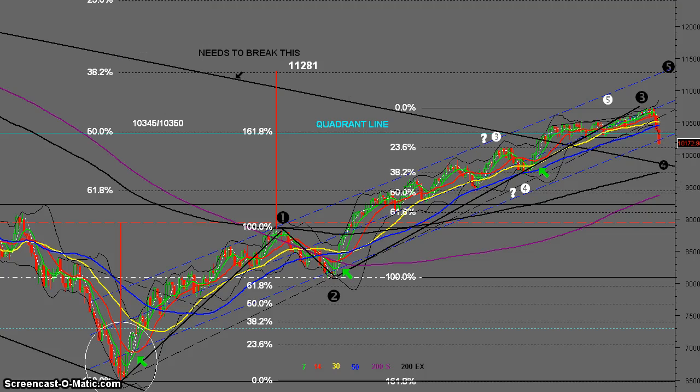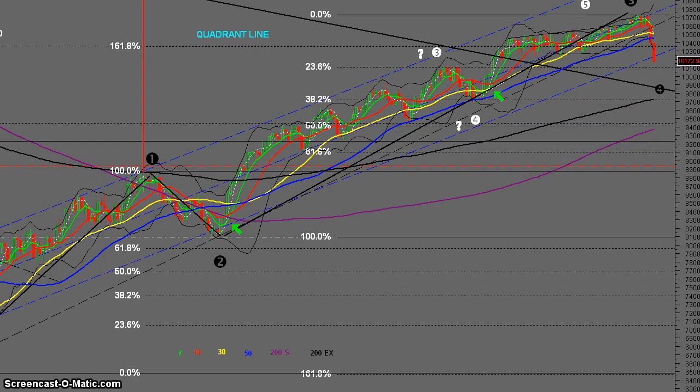Also, on the candlesticks here, we've got 2 crows. And this is the first major break of these moving averages, which is the 50 here, the 30, the 14 and 7. This is a 200-day exponential, which should act as support.